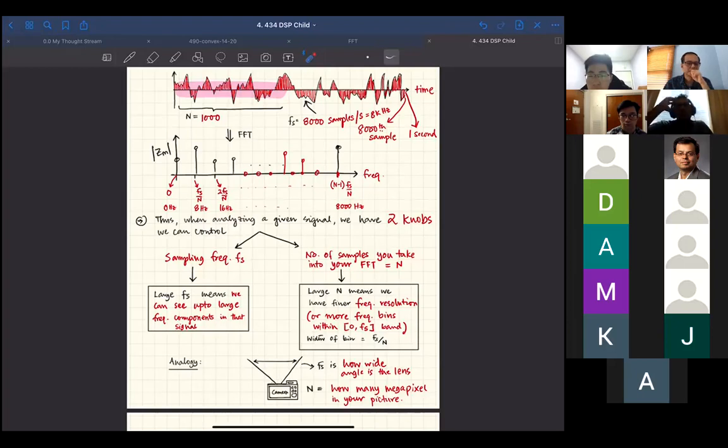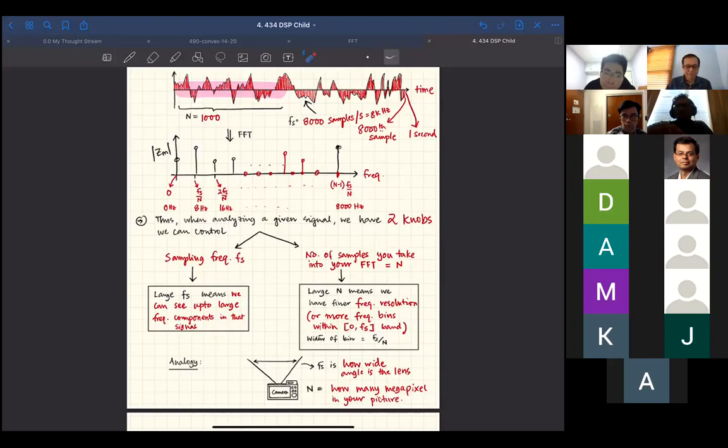Okay, so then what I'm struggling to understand is why Fs isn't resolution and why N isn't the field of view. Because for me, Fs seems to be how close you can get back the original image, while N seems like how much of the original image you're looking at, or in this case, frequency.